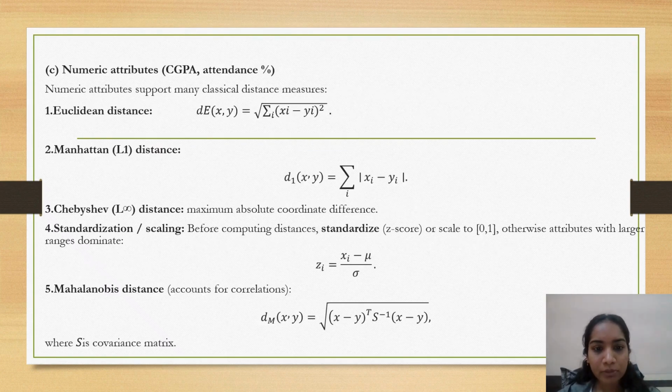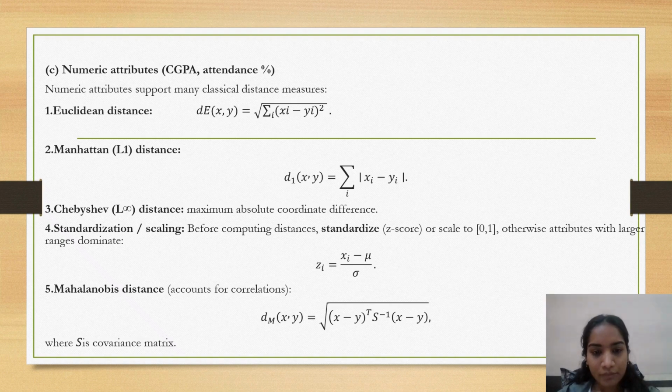After that, numeric attributes. For numeric attributes, we usually compute distance based on the actual values. The two most common formulas are Euclidean distance, the straight line distance between two values, and second, Manhattan distance, that is the sum of absolute differences. But before calculating, we normalize the values so that attributes like CGPA and attendance don't dominate just because they have different scales.